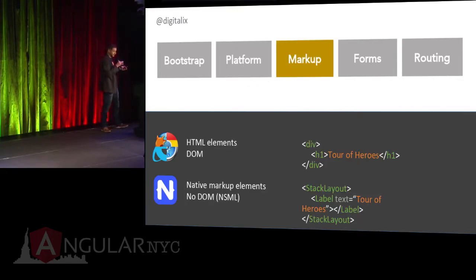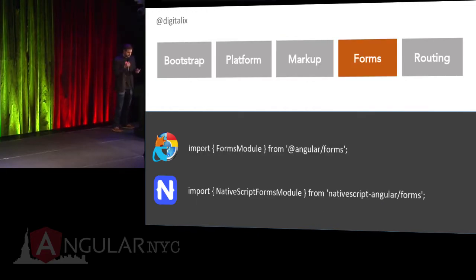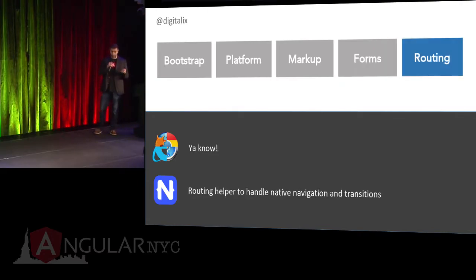So the markup is the biggest difference, as I mentioned. In the browser, you have HTML elements. You have the DOM. And in NativeScript, you have your native markup. So there's no DOM. I like to call this NSML. Here's some examples of what that looks like. So the equivalent in HTML and the equivalent in NativeScript. Forms is another swap. We have the Forms module in Angular, and we have the NativeScript Forms module in NativeScript. And routing, we have the Angular router for the web, and we have a special router that wraps the Angular router for NativeScript and offers a few more functionalities that are native related.